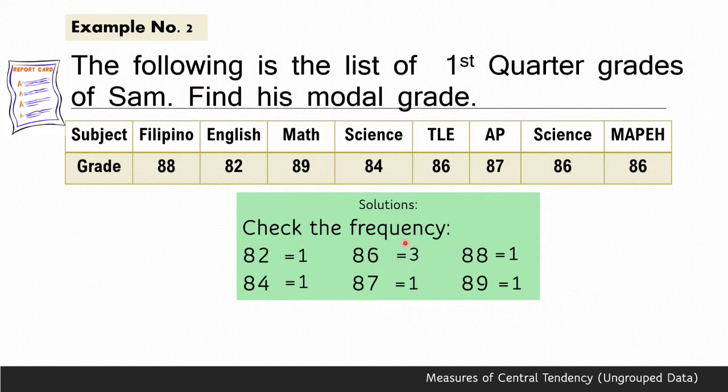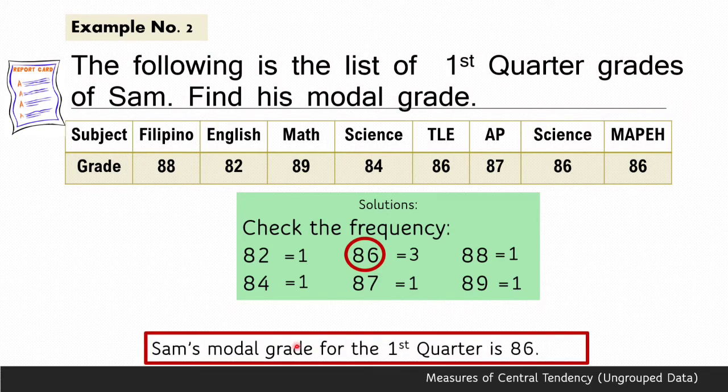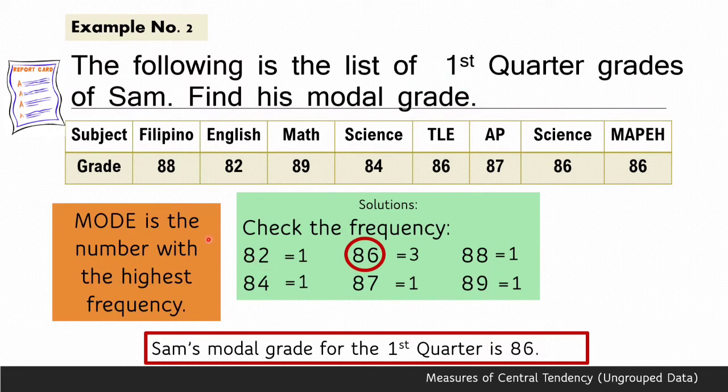Okay, anyways, the number that has the highest frequency is this number. It has 3, the highest frequency. So the number is 86. Therefore, 86 is the mode of this data. That is Sam's modal grade for the first quarter. That's 86. I hope it's clear. Again, take note, mode is the number with the highest frequency.